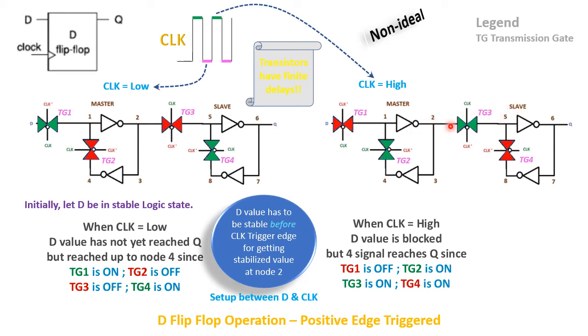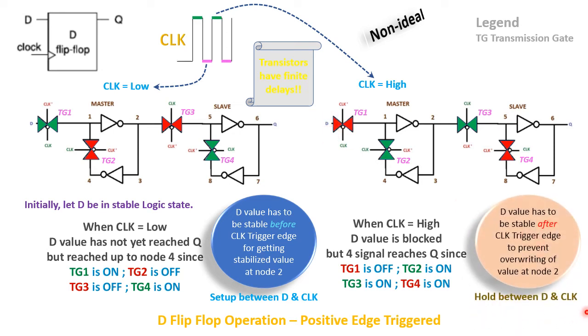So after the clock triggering has happened, you need to ensure that the data is stable for some more time, so that transmission gate 1 is closed fully, that means blocked fully, and this one is on fully. So this data will be correctly captured from node 2 to node 5, and after that time, what is called the hold time, the data can be changed. So that is what we are talking about here in terms of setup and hold.